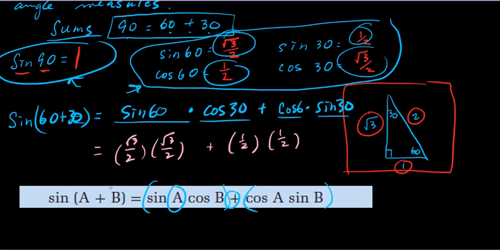Okay. All right, so what we have here, when we multiply these, we get 3 over 4. And when we multiply these over here, we get 1 over 4. So 3 over 4 plus 1 over 4 is 1. And we already said that sine of 90 is 1. So this little relationship right now is confirmed in this one example.